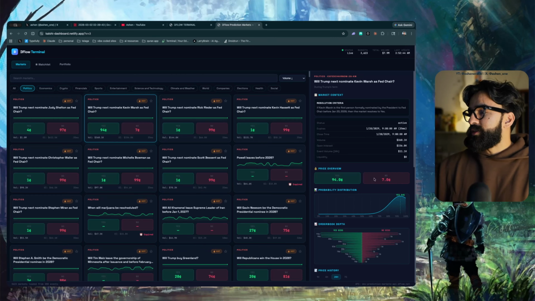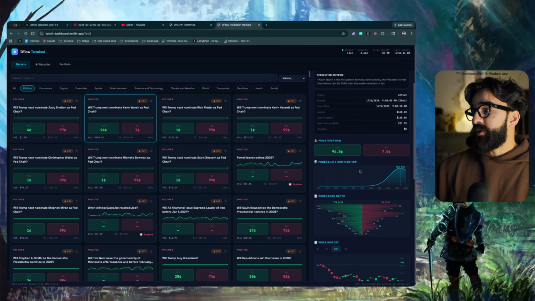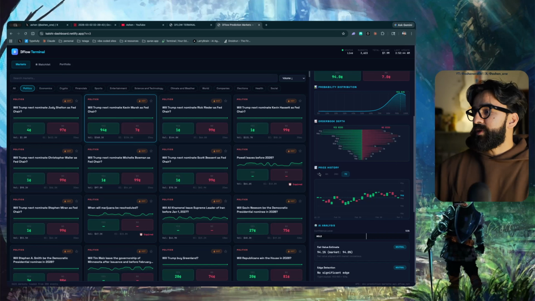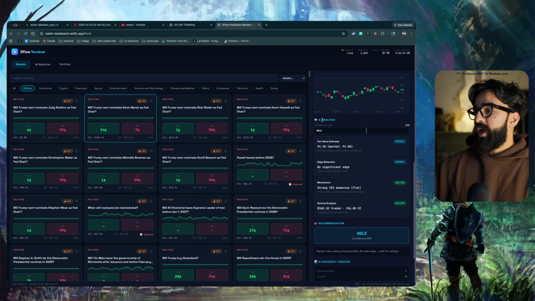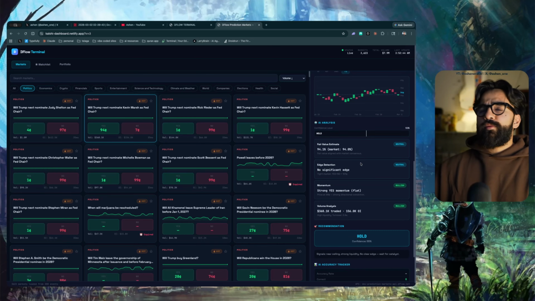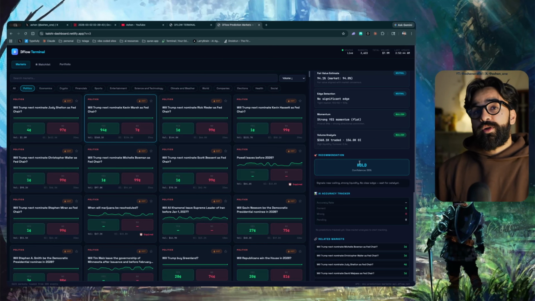So you can see here, this is the normal information, but we made a probability distribution. There's an order book depth. There's a price history that you can look at based on 1 hour, 4 hour, 24 hour. The AI analysis confidence level is saying that it's 55% on this level of holding or selling, and it has a lot more information here than Kalshi or Polymarket usually has.